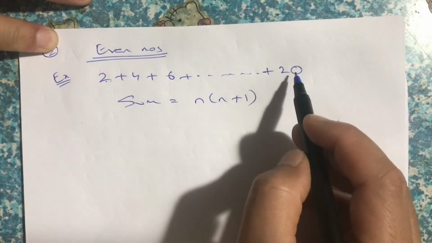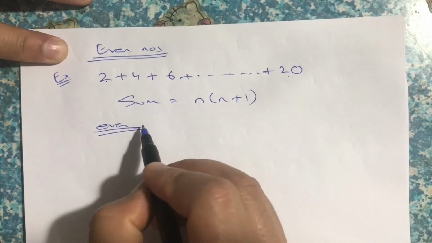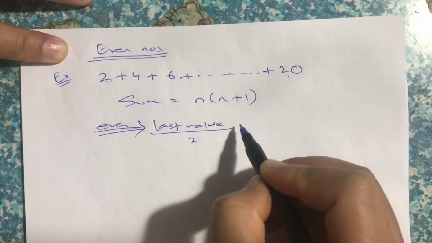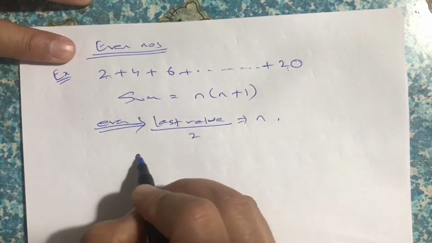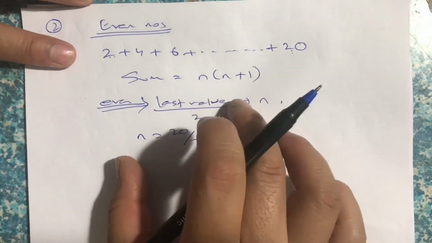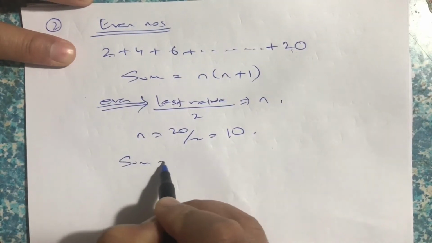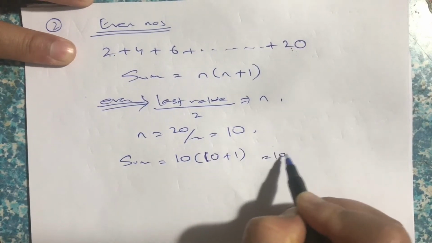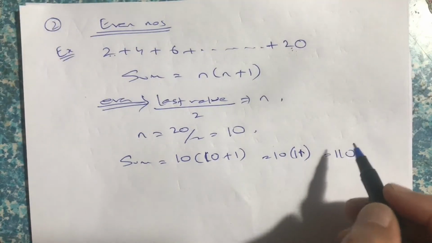So how do we find the n for this kind of series? It's even numbers, so whatever is the last value, you divide it by 2, and that becomes your n. Over here we have 20, so that means n is equal to 20 by 2, that is equal to 10. So we have n is equal to 10 over here. Once we have n is equal to 10, then we just apply the formula. So the sum is equal to 10 into 10 plus 1, that is 10 into 11, and that is equal to 110. It's very, very simple. That's the answer.